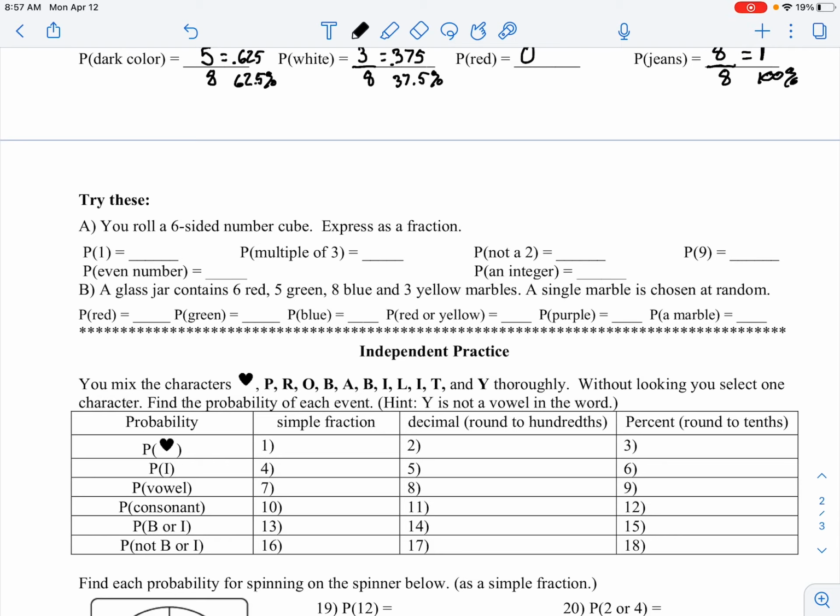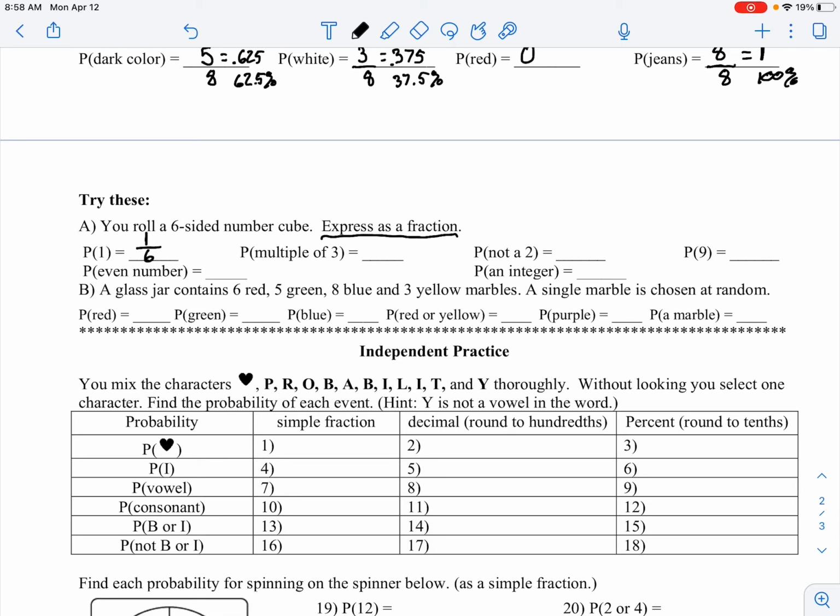So if we roll a 6-sided number cube, we want to express these as a fraction, so don't worry about decimals or percents. So what's the probability that I roll a 1? Well, how many total sides do we have? We've got 6 numbers on there, and 1 is only one of those numbers. So 1/6 is the chance we have of rolling a 1.